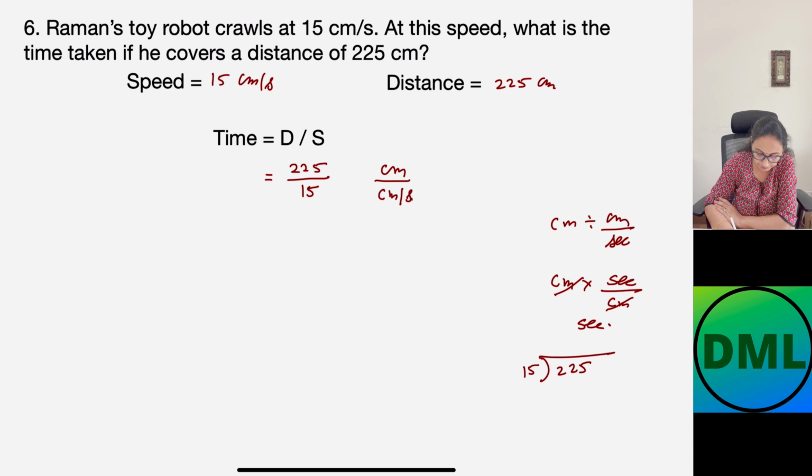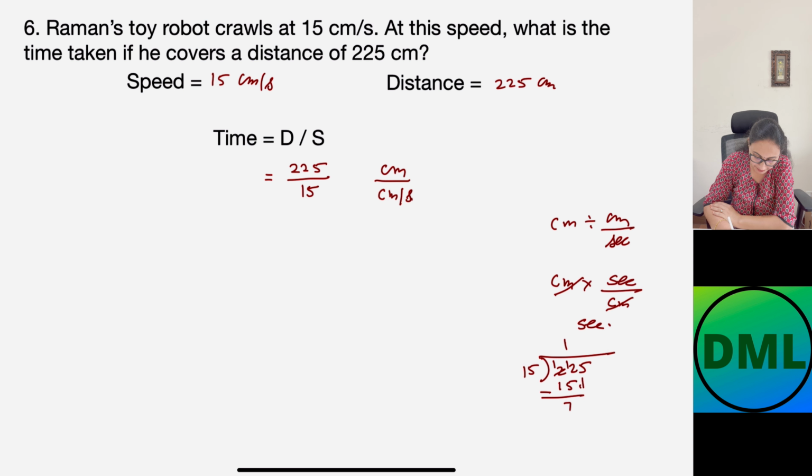225 divided by 15. 15 is a 2-digit number. I have to look for the 2 digits. This is 22, which is more than 15. I can easily divide it. 15 ones are 15, 15 twos are 30. 30 will be more than 22. So it will divide by 1, and write the answer as 15 and then subtract it. 2 minus 5, you can't subtract it. You have to take the carryover from here. It will be 1 here and it will be 12 here. 12 minus 5 is 7.